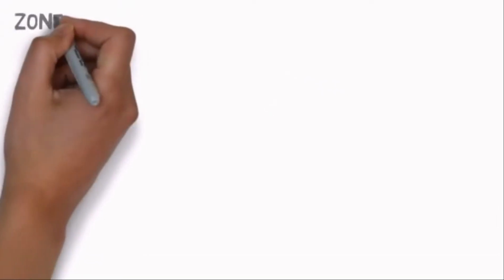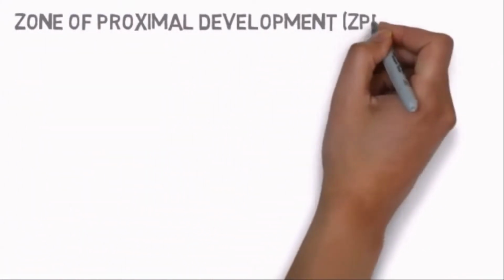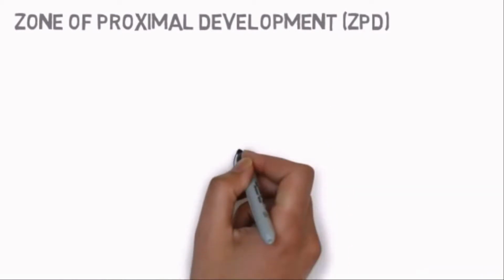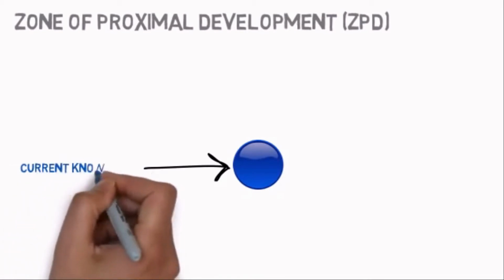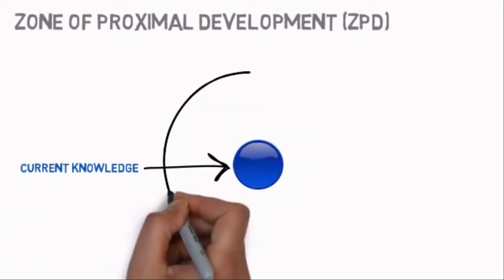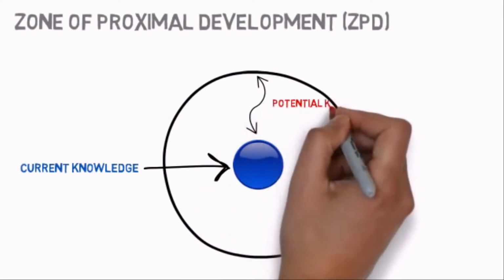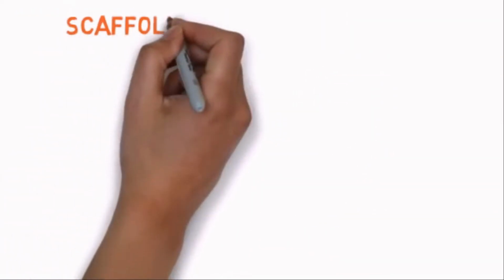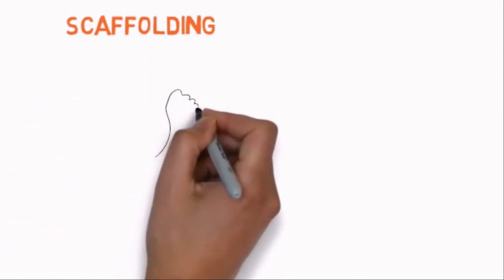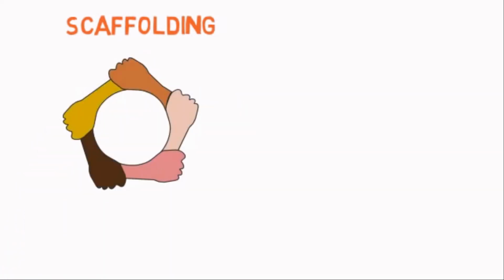Another key aspect is zone of proximal development, or ZPD. ZPD says that the learner is the blue circle in the middle. This represents what he knows. Now the bigger circle is potential knowledge the learner can achieve if he receives help from an expert or someone more knowledgeable. One other element to SC theory is scaffolding. Scaffolding is assistance students receive to help them with learning.